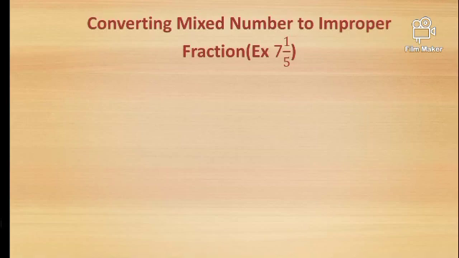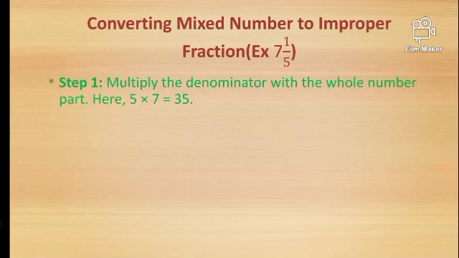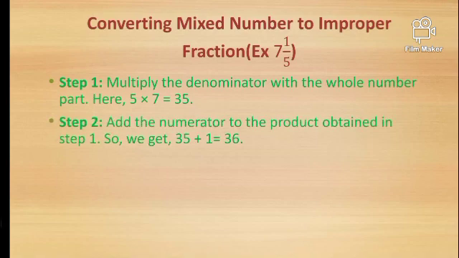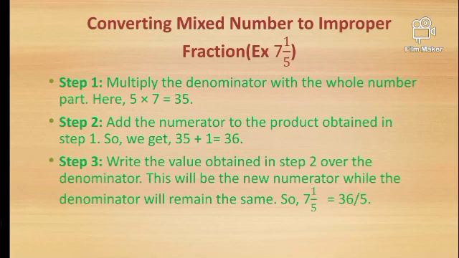Let's see how we can convert one fraction to another. Firstly, how do we convert a mixed fraction to an improper fraction? Example, this is a mixed fraction, 7 whole number 1 over 5. First step, we multiply the denominator by the whole number. You can see 5 times 7 is what? 35. Then you add the product obtained to the numerator, meaning 35 plus 1, which is 36.